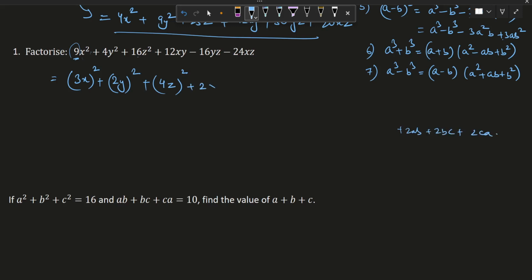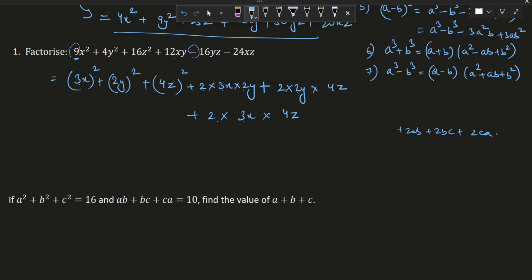Let's see. Plus 2 into a into b is what? 3x into 2y. Check it, you are getting that 2 3s are 6, 6 2s are 12, xy. Very correct. Here a minus sign has come and I have to take care of that. My identity is plus only, I'll take it plus only. Then 2 into b into c. I'll talk about the negative sign later. So 2 2s are 4, 4 4s are 16, yz is there. Then plus 2 into a into c. Now 2 3s are 6, 6 4s are 24, xz, but now negative sign.